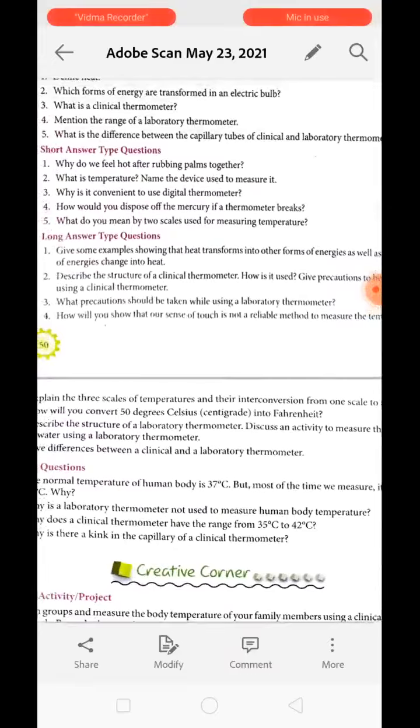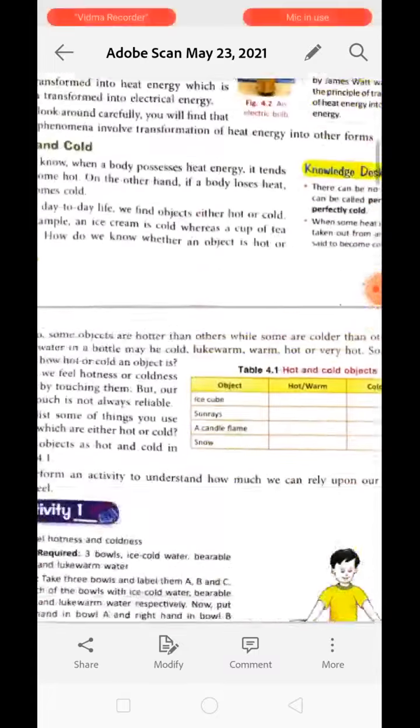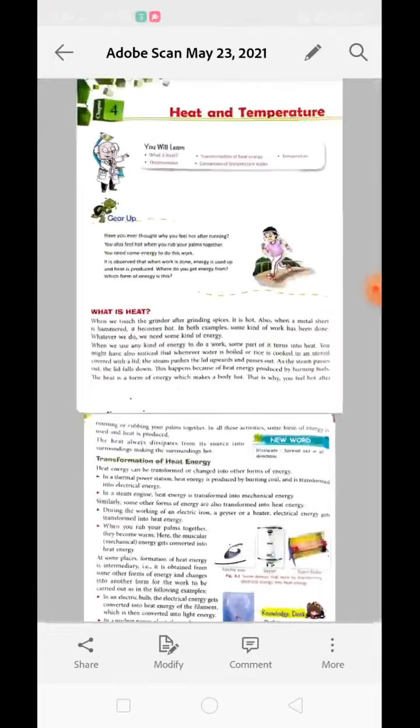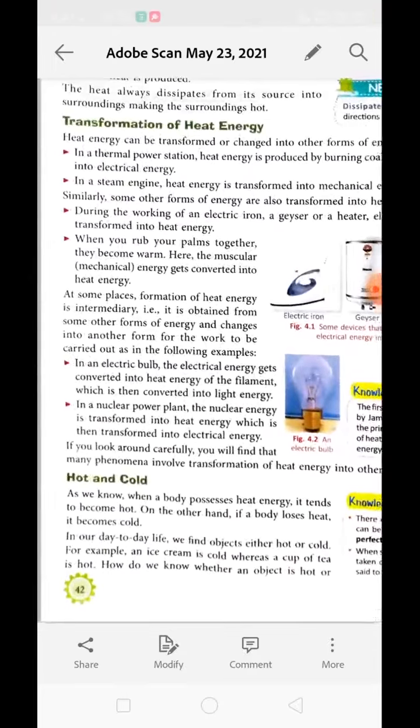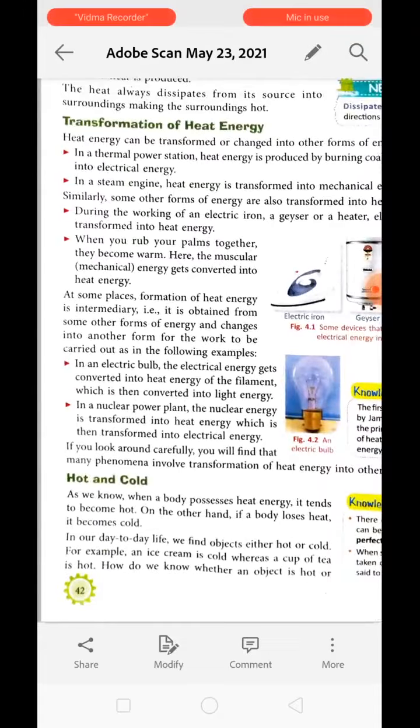See, first question of the long questions: give some examples showing that heat transforms into other forms of energy as well as other forms of energy get changed into heat energy. For that you need to just go to the beginning of the chapter. See, there are some examples given. In the first two examples, you can see that heat energy gets transformed into other forms of energy.